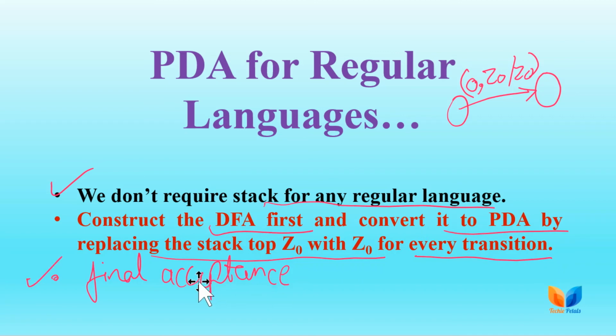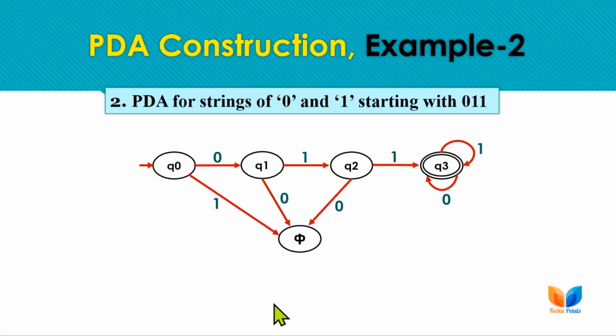Additionally, you just need to mention the final acceptance either by final state or by the empty stack. So let's check some examples for the same. Here we have to construct the PDA for the strings of zeros and ones starting with 0 1 1. So this is the question and this is the equivalent DFA for the same. Here we have Q3 as a final state and Q0 as the initial state.